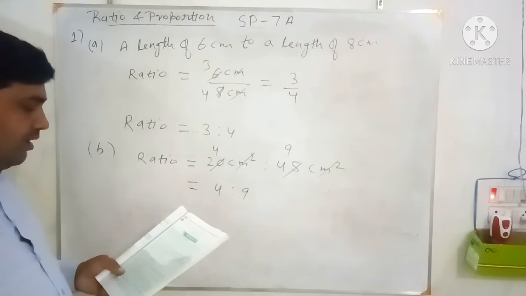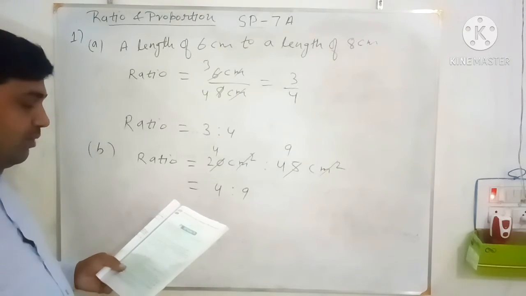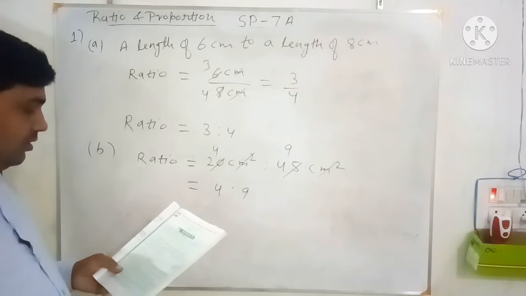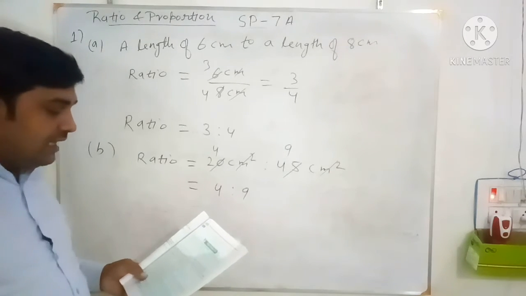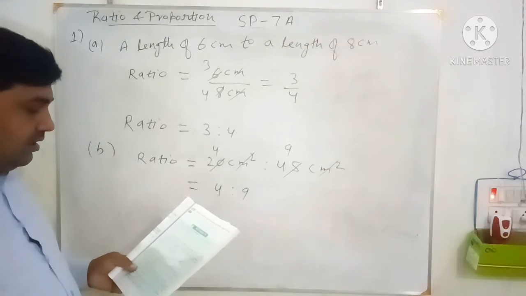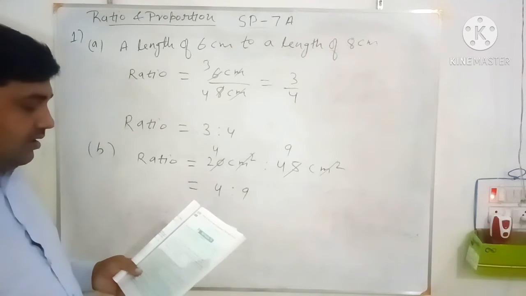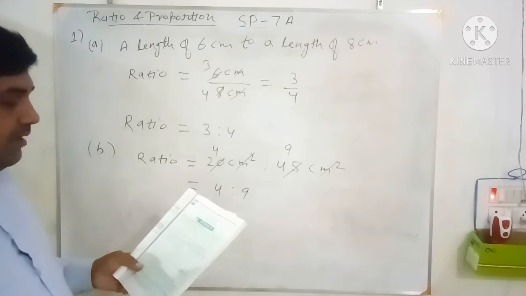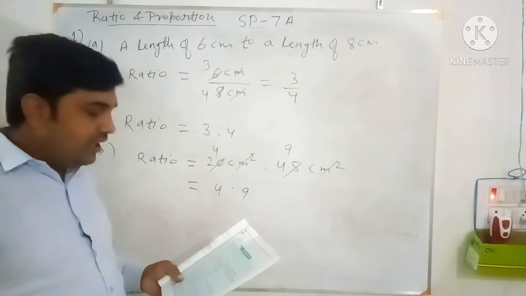D also you can do, a population of 50,000 to a population of 1.5 lakh. So here 1.5 lakh, first you convert it. 1 lakh equals 100,000, so 1.5 lakh will be multiplied by 100,000. So it will become 150,000. Now after that you simplify it.